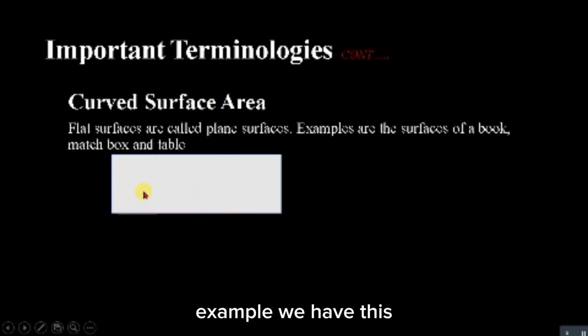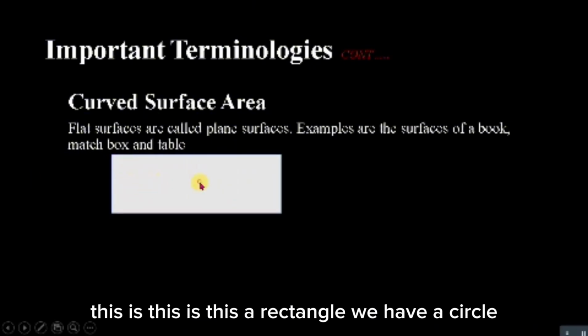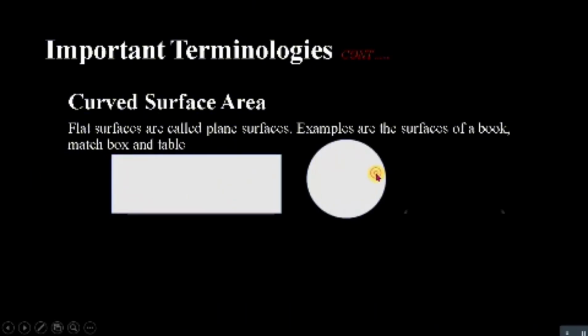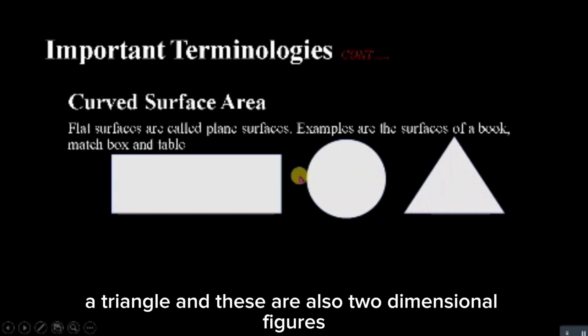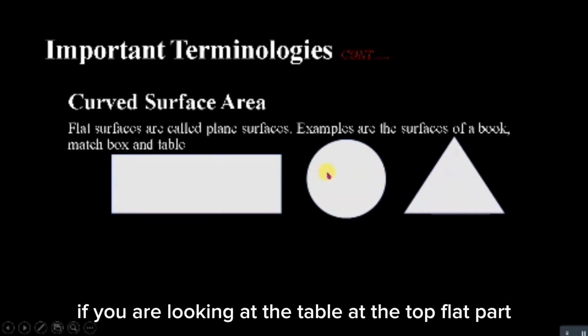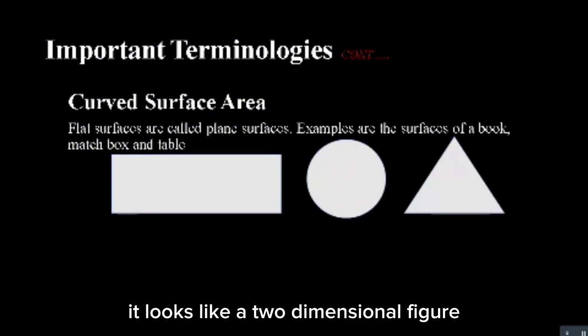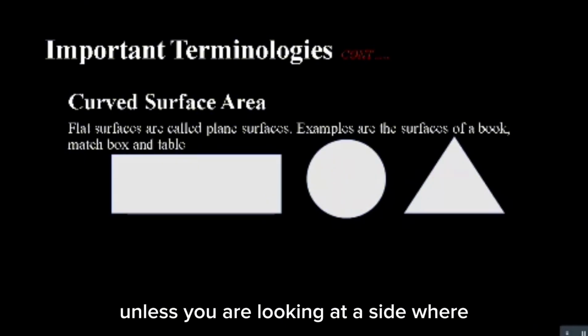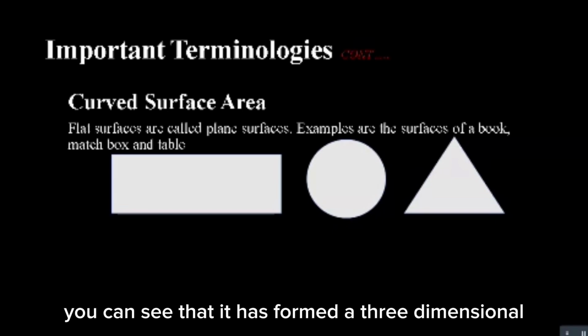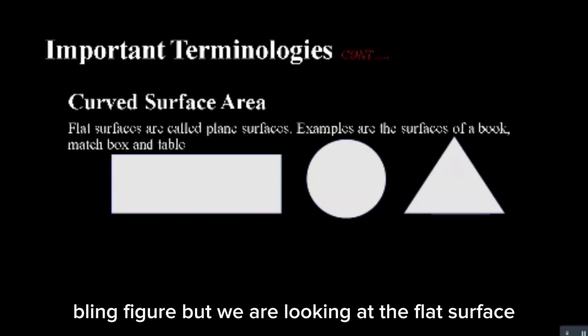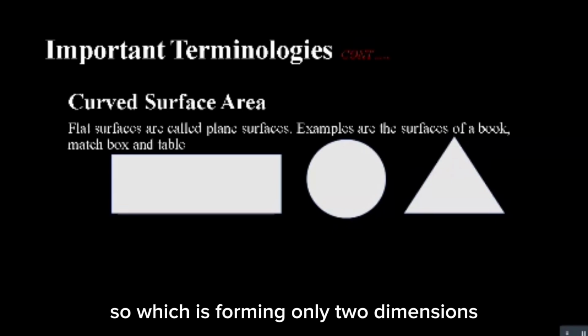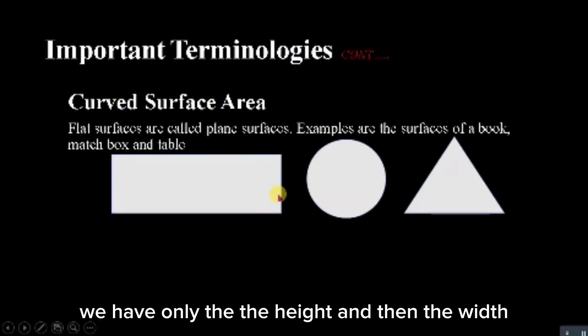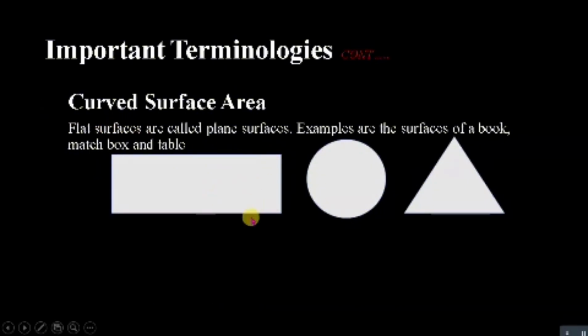Example, we have this. This is a rectangle. We have a circle, a triangle, and these are also two-dimensional figures when you are looking at them. If you are looking at the table at the top flat part, it looks like a two-dimensional figure, unless you are looking at it sideways, where you can see that it forms a three-dimensional figure. But we are looking at the flat surface, which forms only two dimensions. We have only the height and the width.